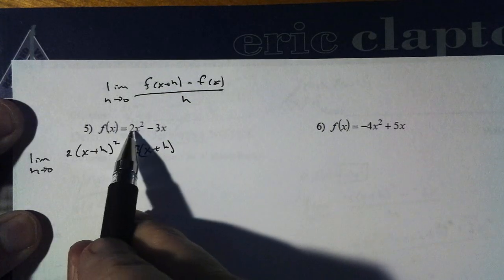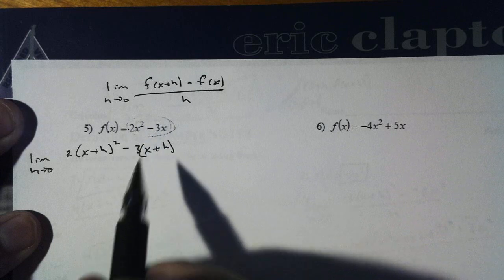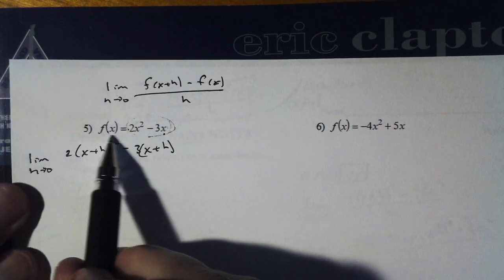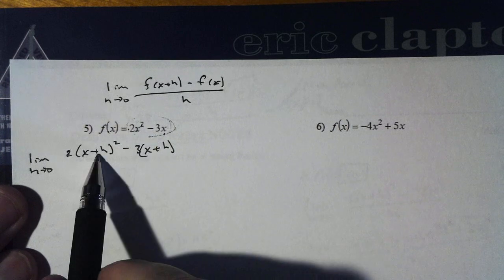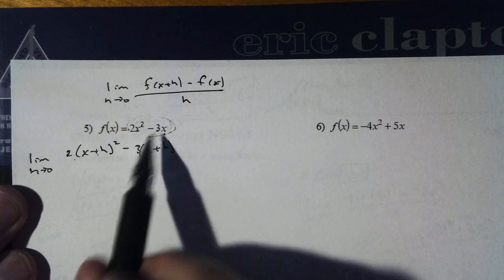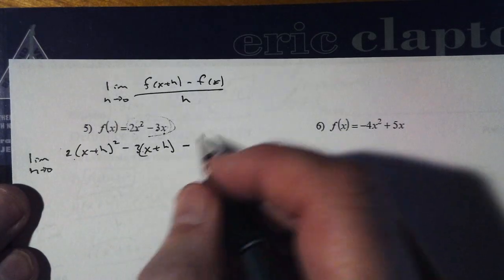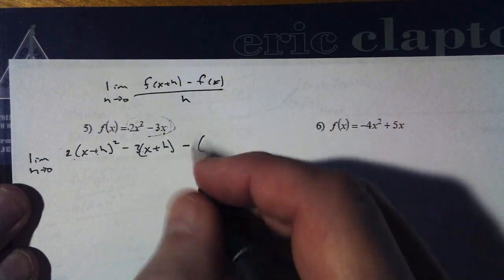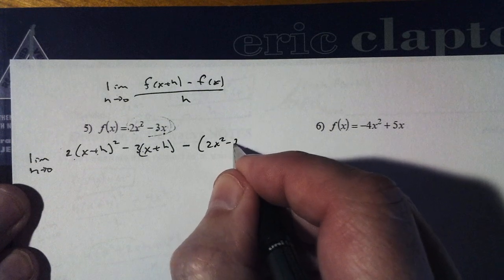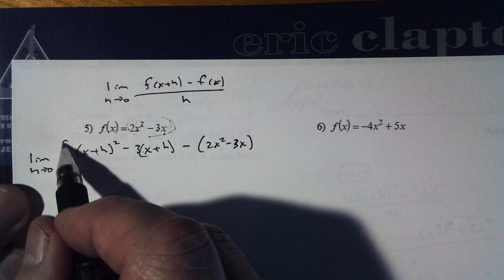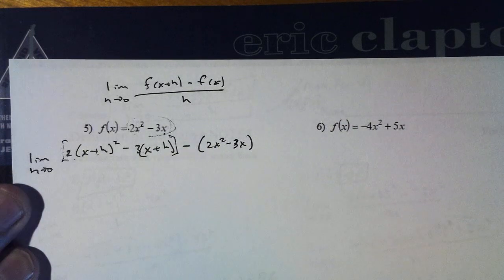Again, f is a factor that takes things, puts them here, squares them, multiplies it by 2, puts it here, multiplies it by 3, and subtracts those. So that's really just my very first term. Now I need minus f of x. f of x is 2x squared minus 3x.